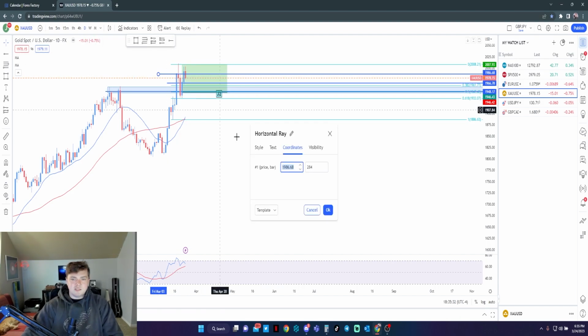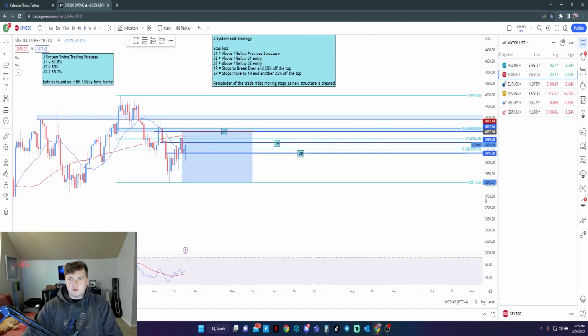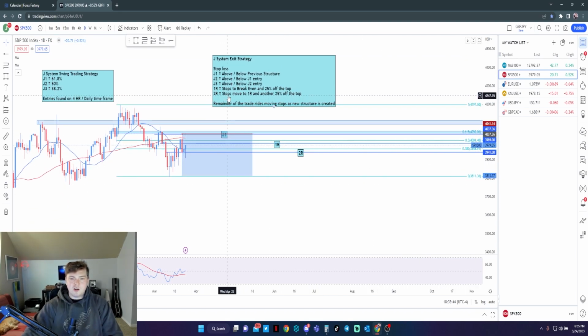We're going to go into settings. We're going to type 1984, hit OK. That's 2R. So at 2R, what do we do? Come back over to here. At 2R, stops move to 1R, so we guarantee that we'll close out in profit. And we're going to take another 25% off the trade.